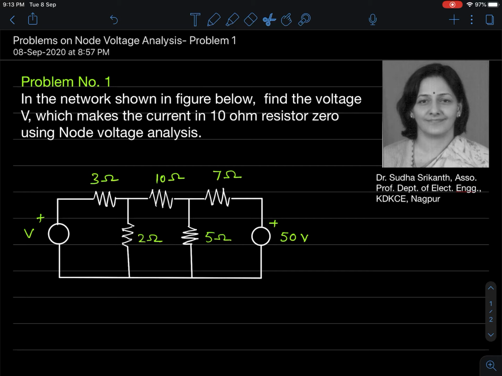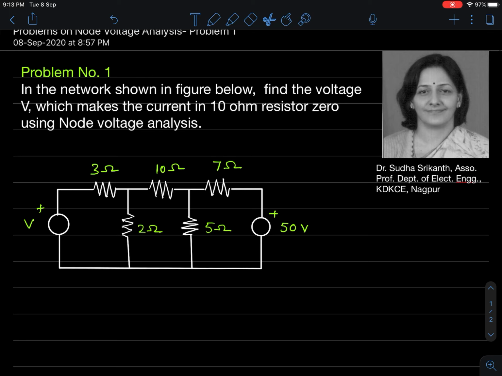In nodal voltage analysis, normally, people tend to convert the voltage source into a current source and then go ahead with the problem. Either way, you can retain the voltage source as it is and go ahead, or you can convert the voltage source into a current source and then do the problem. So I'll try to cover both methods in this particular problem.